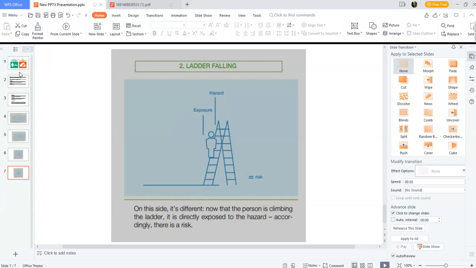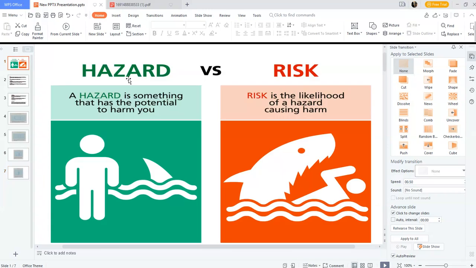So here we also see these pictures, and it's a colorful picture to understand hazard and risk. This means there is risk because the person is in the water now, and when the person is ashore, out of the water, there is no risk. So I think everyone clearly understands the difference between hazard versus risk.